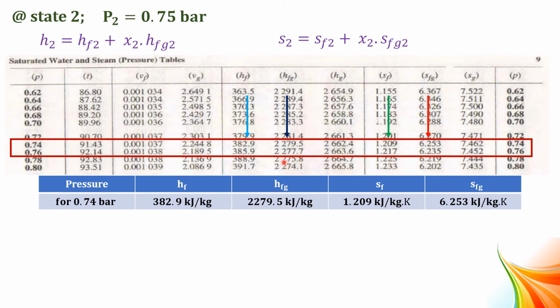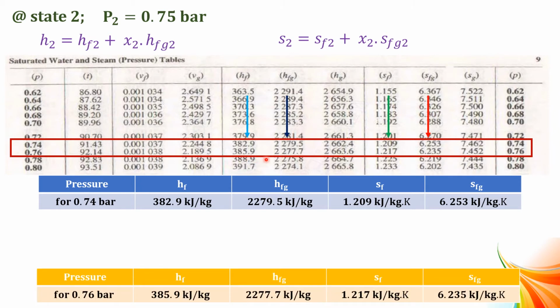Kelvin. Now, corresponding to 0.76 bar, the HF value equal to 385.9 kilojoule per kilogram and HFG equal to 2277.7 kilojoule per kilogram and SF is equal to 1.217 kilojoule per kilogram Kelvin and SFG equal to 6.235 kilojoule per kilogram Kelvin.